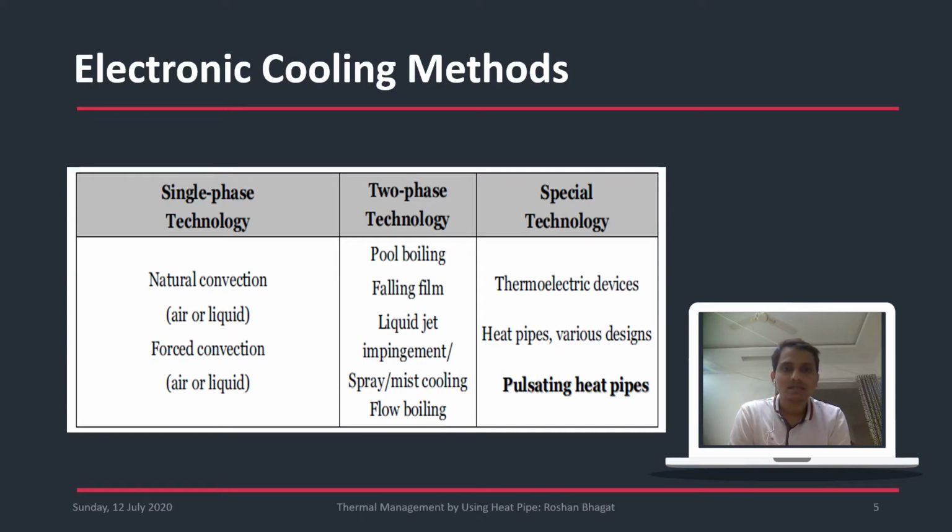So that was a single-phase technology that was used in some earlier days. Then the two-phase technology can involve pool boiling, falling film, liquid jet impingement, spray, mist cooling, flow boiling. So this comes under two-phase technologies where two phases are present. Now the next thing, the latest one, is a special technology which uses thermoelectric devices, heat pipes, various designs and pulsating heat pipes.